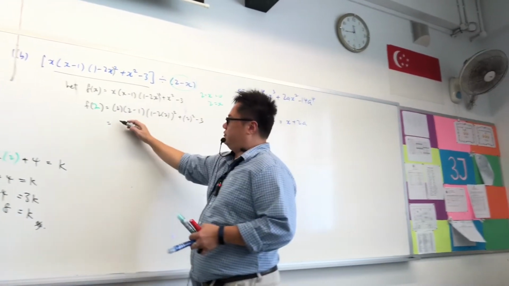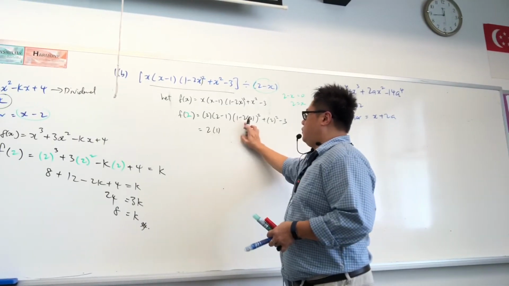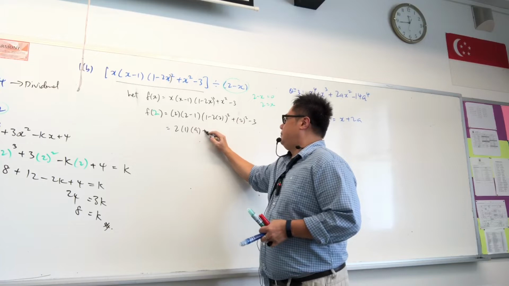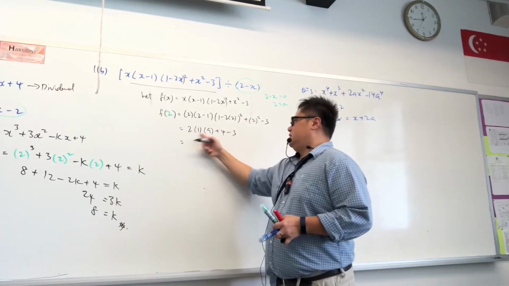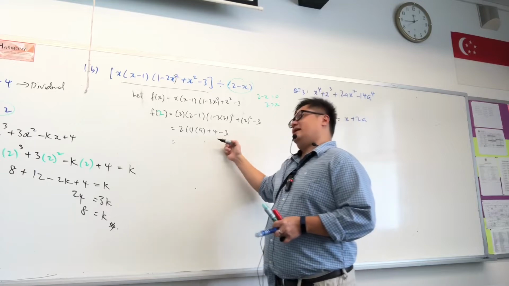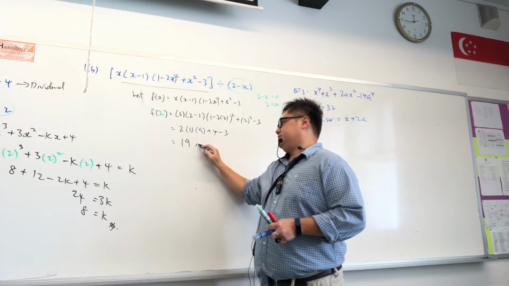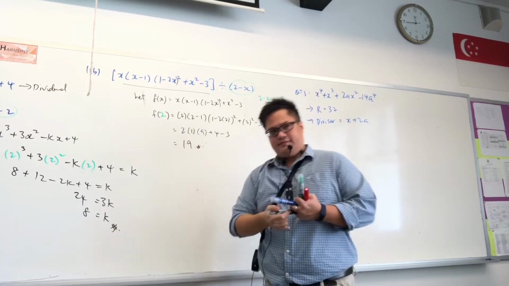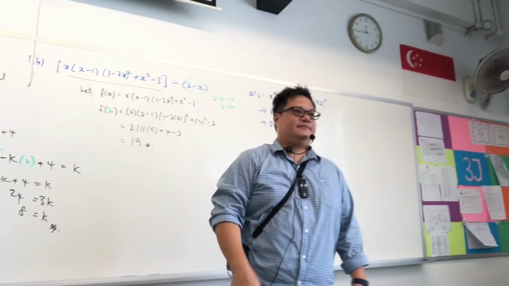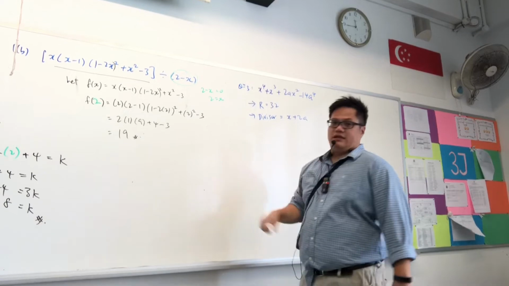So let's work it out. 2 times 1, 1 minus 4 is minus 3, minus 3 squared is 9, plus 4, minus 3. 18 plus 4 is 22. 22 minus 3 is 19. So that's the answer. Am I clear? Yes? Okay.